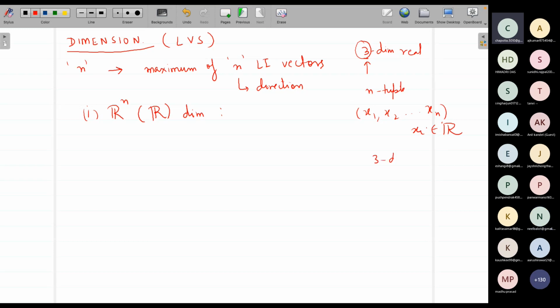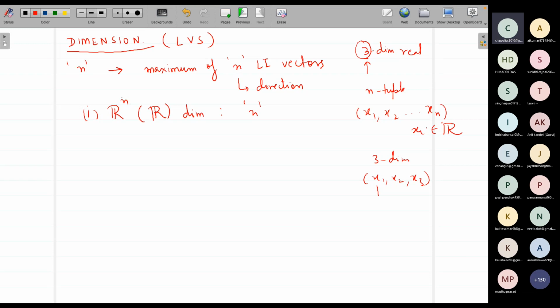If it is three-dimensional, let me go back: x1, x2, x3. This is what we call three-dimensional. So what is the basis of calling it three-dimensional? That it can accommodate a maximum of three linearly independent vectors, or three directions. So if you have an n-tuple, a collection of n real numbers, what will be the dimension? Obviously n.